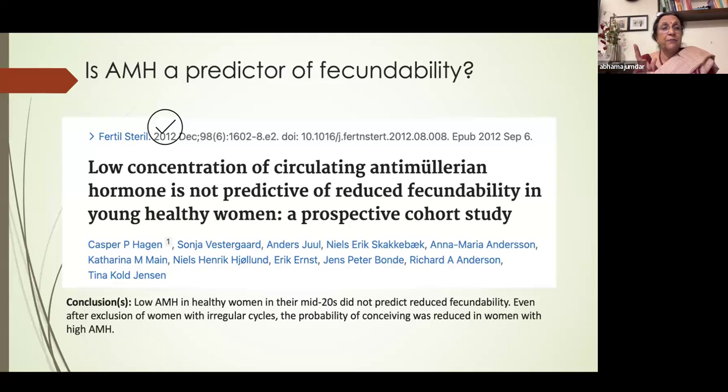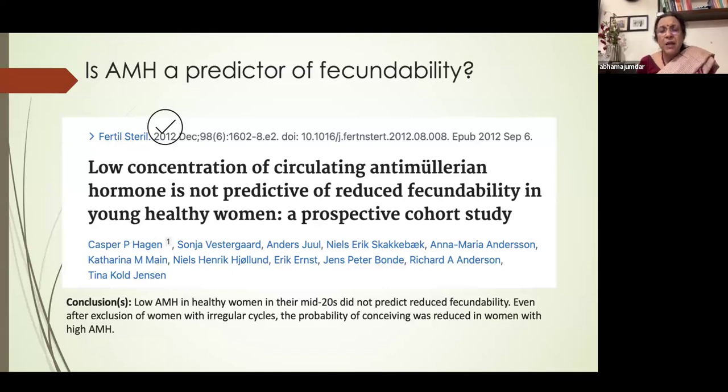Here, what did they say? Low concentration of circulating anti-Mullerian hormone is not predictive of reduced fecundability in young healthy women. This is a prospective cohort study, and Casper P. Hagen is here. Conclusion was low AMH in healthy women in their mid-20s did not predict reduced fecundability.